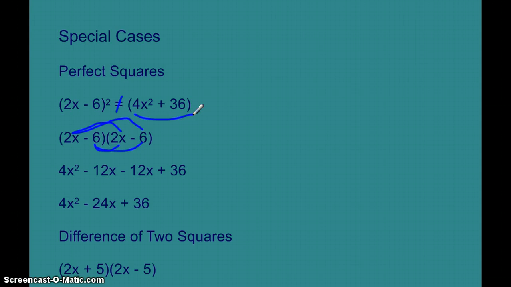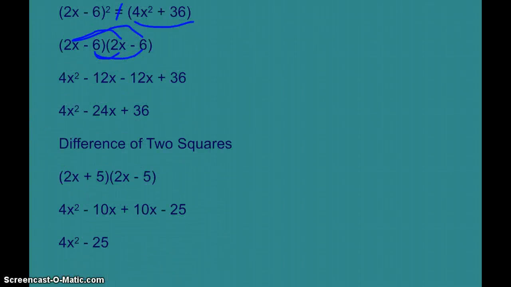If you look at your original mistake answer there, that's partially correct. You end up with your first term and your last term correct, but that middle term disappears because you didn't account for the distribution process or the foiling process.